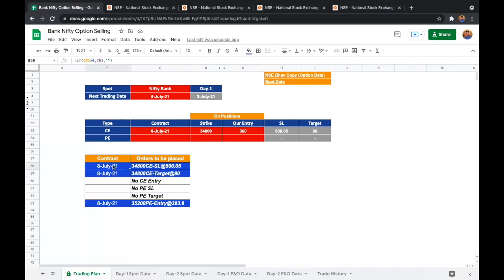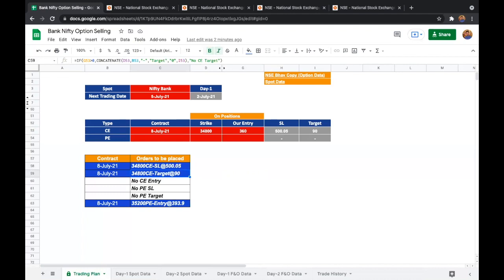So the contract is for 8 July and the orders to be placed are this, right? So first we should know what the open position is for us. As we discussed, the open position is the 34,800 call sell, which we entered at 360. Now the data suggests that we should place an SL at 500.05, right? The target for that is suggested as 90.